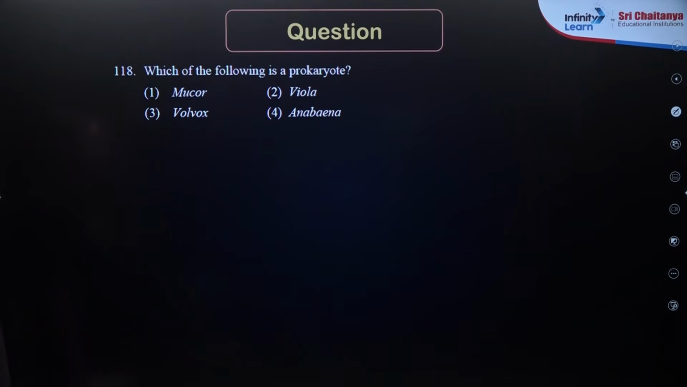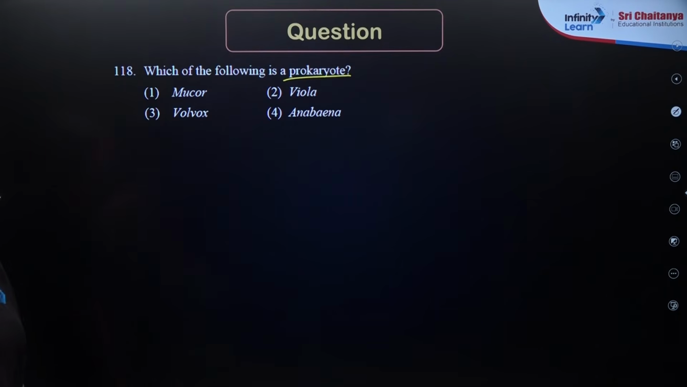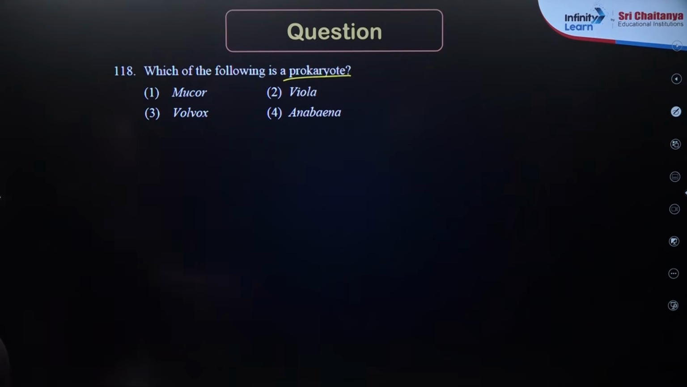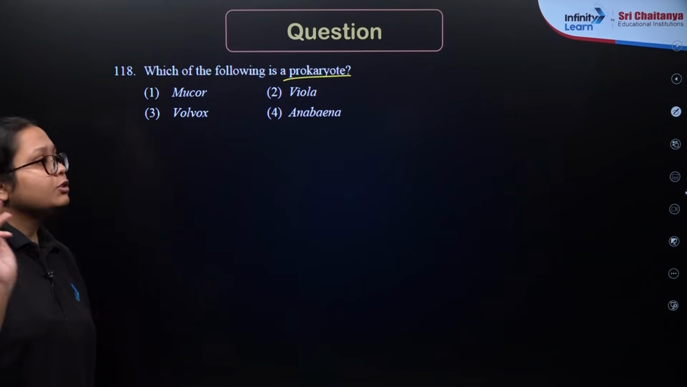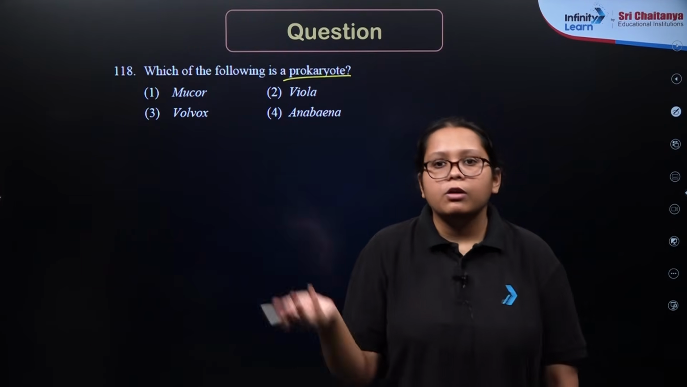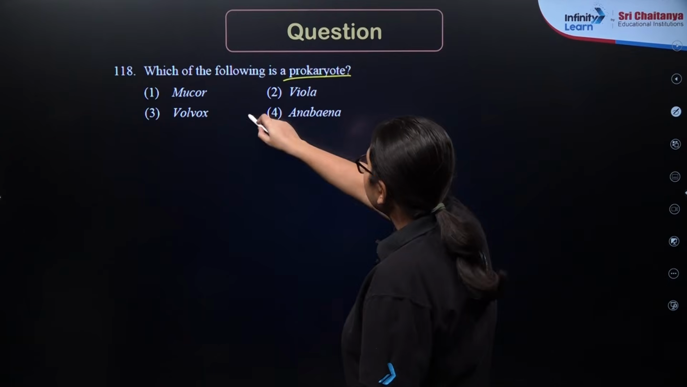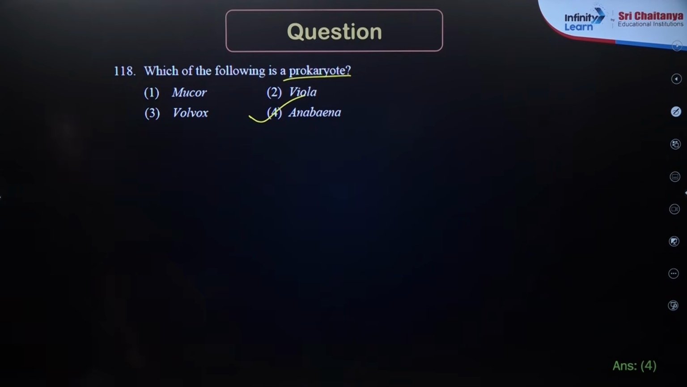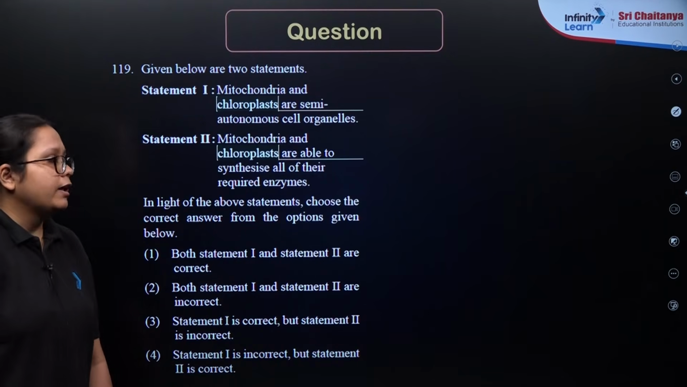Next, which of the following is a prokaryote? Mucor. Mucor is a fungus. It's a Phycomycete. It's a eukaryote. Volvox, algae, eukaryote. Viola, it's an angiosperm, eukaryote. Anabaena is your prokaryote, a blue-green algae, cyanobacteria. Answer is fourth. Next, two statements have been given again.